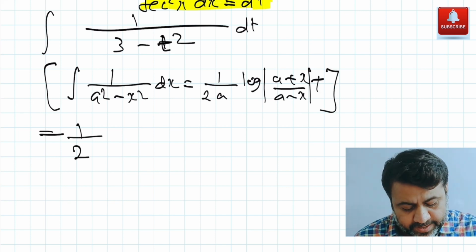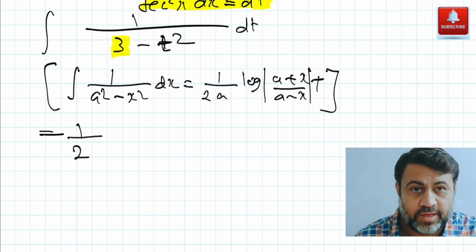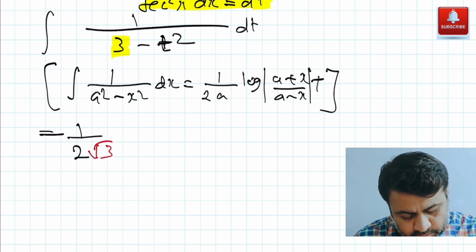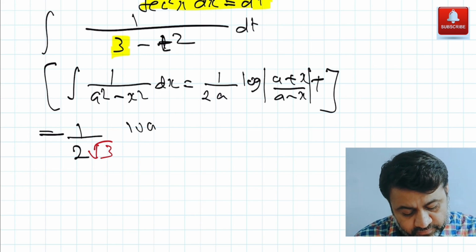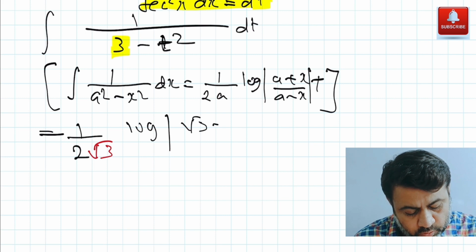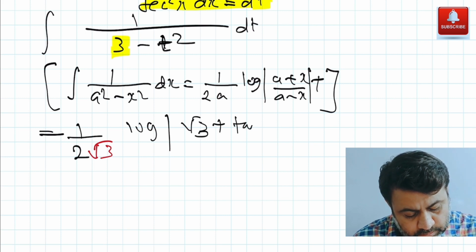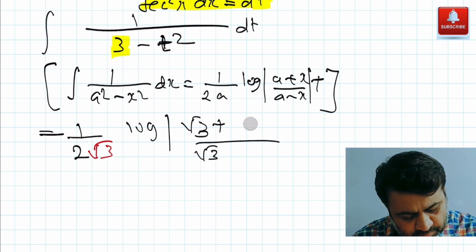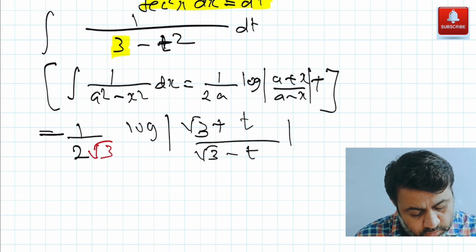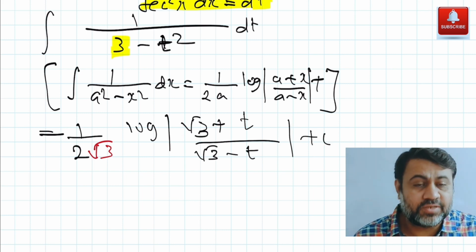So we get 1 by 2a. So observe, a square is 3, not a. A square is 3. So a will be root 3, right? So this will be 1 by 2 times root 3. Now we just write it further. Log mod a plus x. A is root 3. So we get root 3 plus tan x upon root 3. I can write t first, then in the next step we will substitute the value of t.